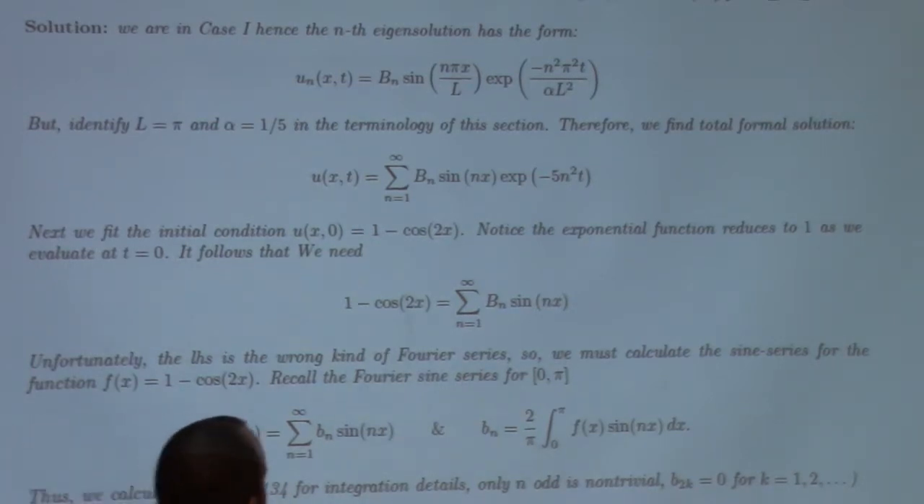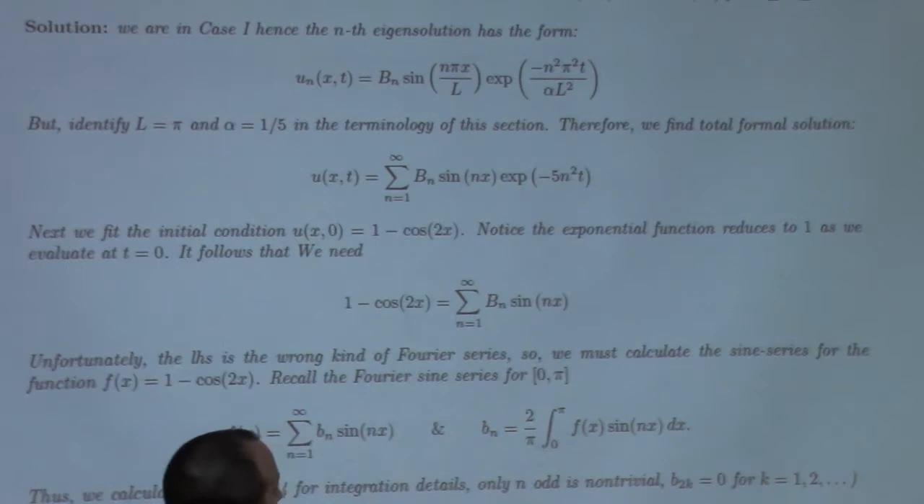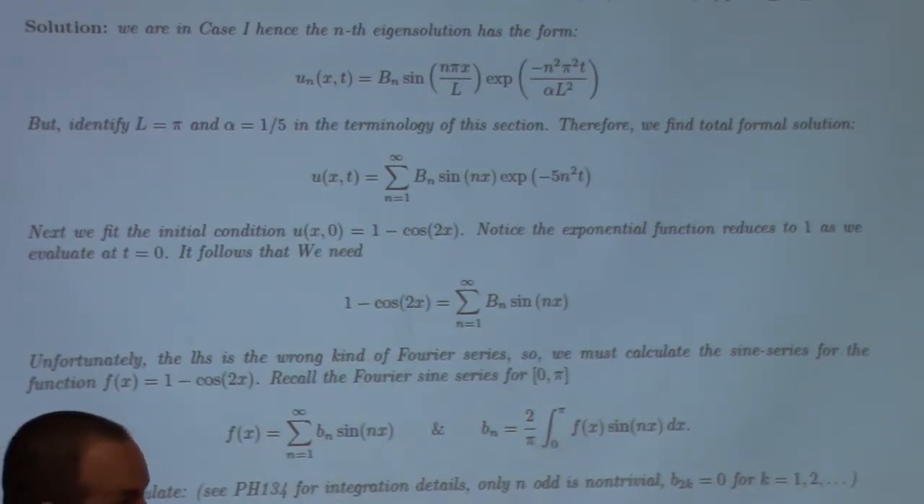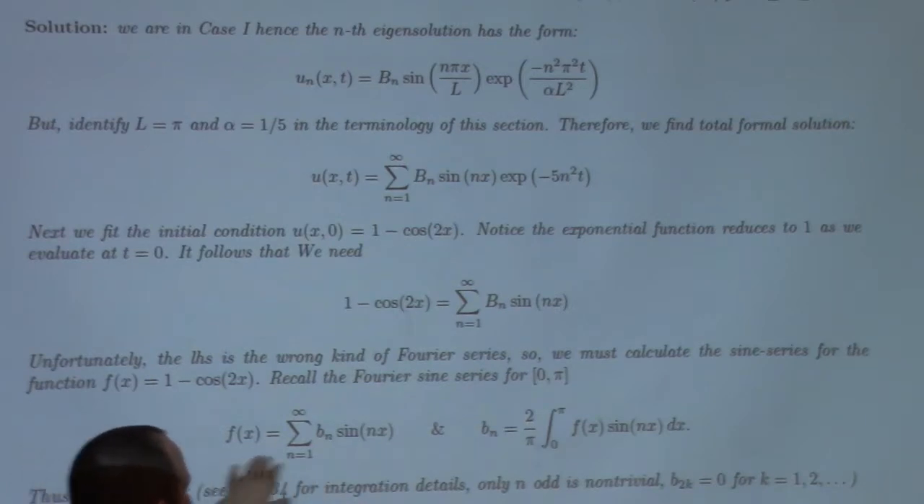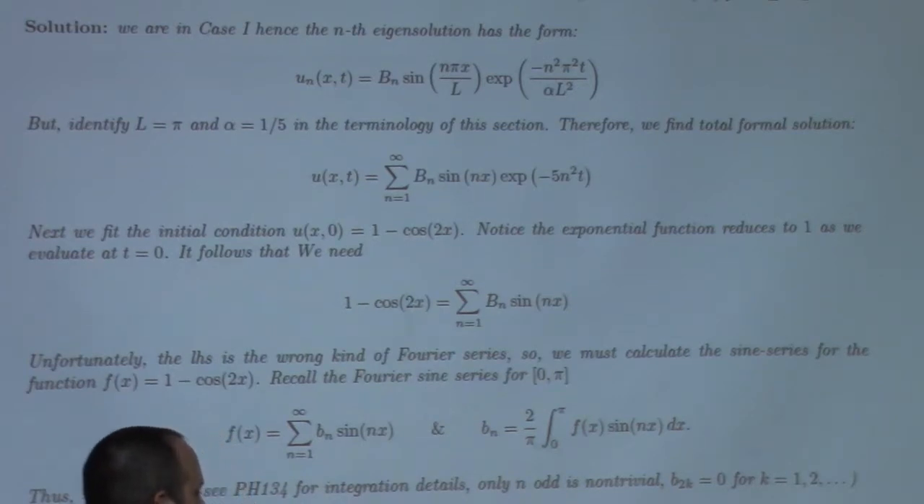Eventually we arrive at needing to solve for the b sub n's in my formal solution, using 1 minus cosine 2x. I need to calculate this, and my L here is equal to pi. That's nice because you've got n pi x over L, so with L equal to pi it reduces to nx everywhere, which makes the calculus a lot easier. I need to calculate this for the given f of x, which is 1 minus cosine 2x.